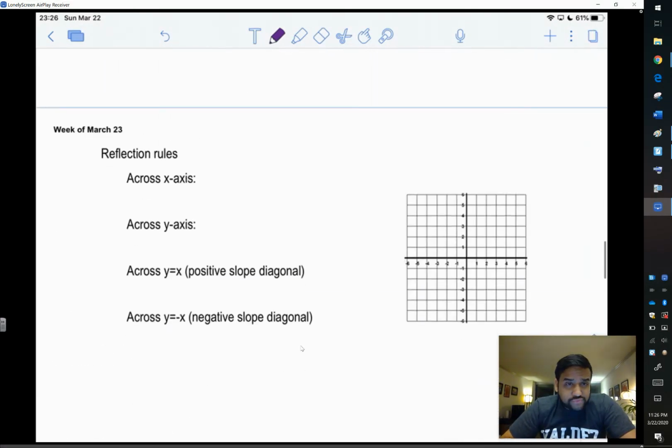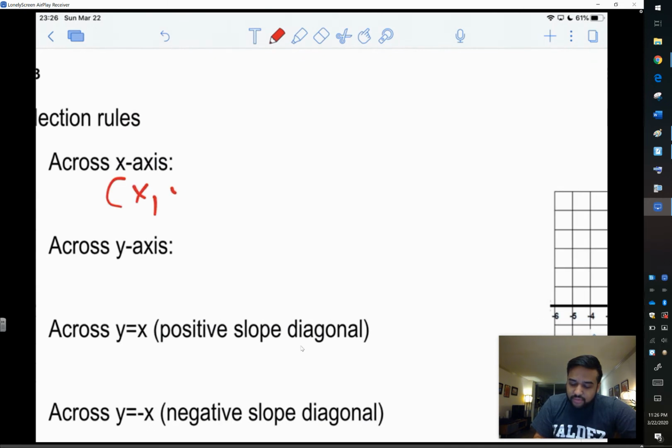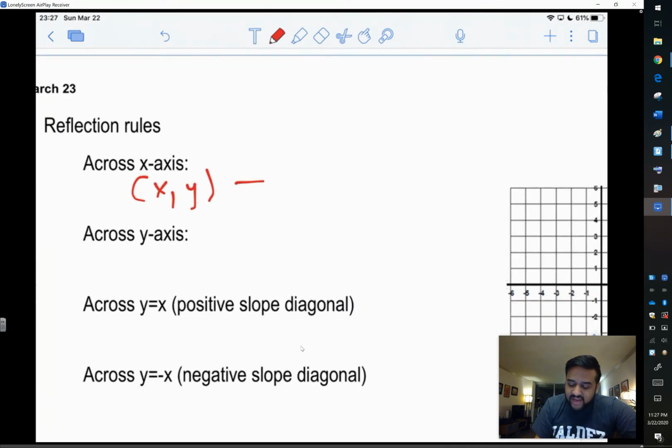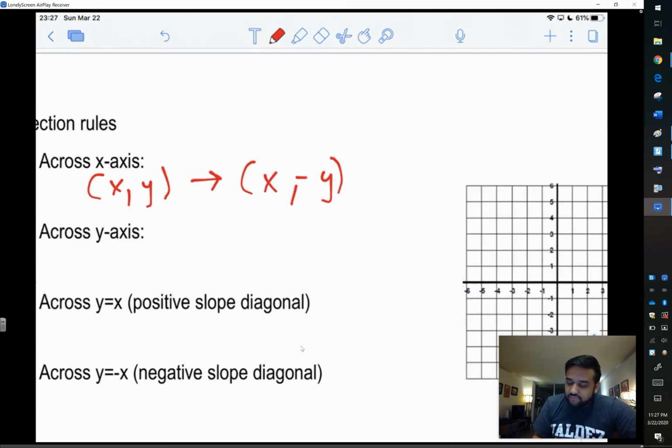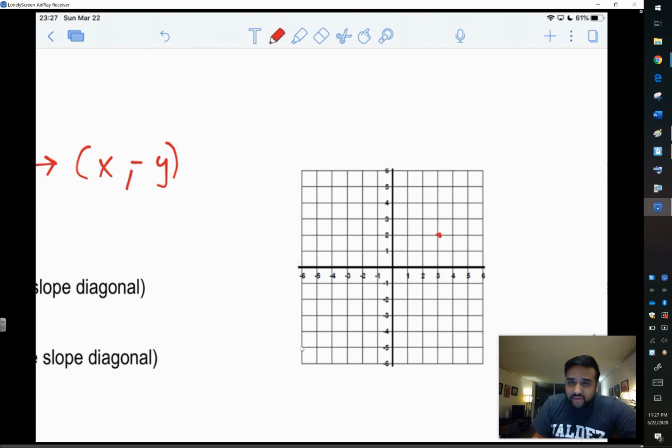Now, there are certain rules for reflections that can make things a little more straightforward when you have only a point and not a whole picture. So here's a couple important rules to know. If you reflect a point across the x-axis, the x value does not change, and the y value becomes the opposite. So for example, if I were to flip this point right here in red across the x-axis, the x value would still be 3. The y value would become negative 2, right?